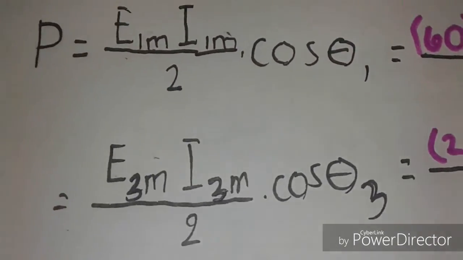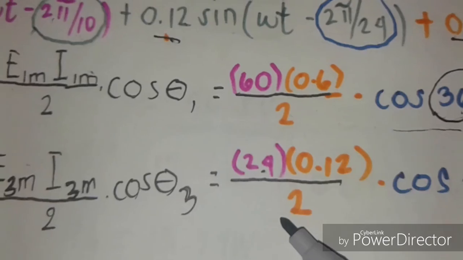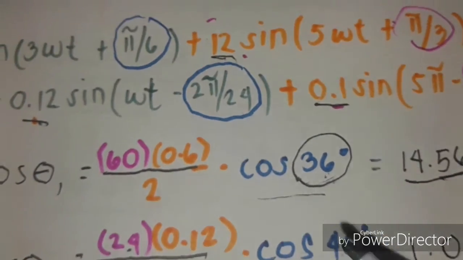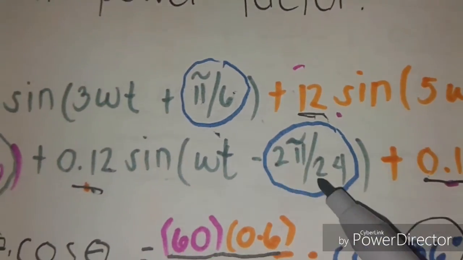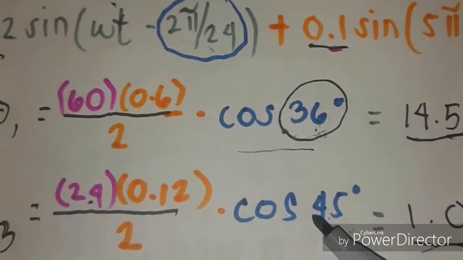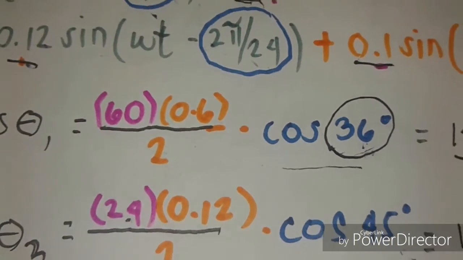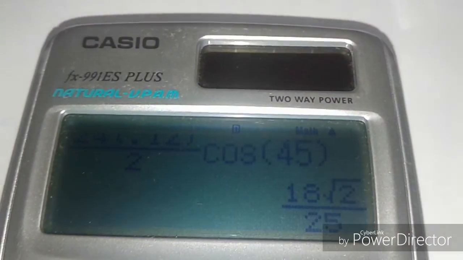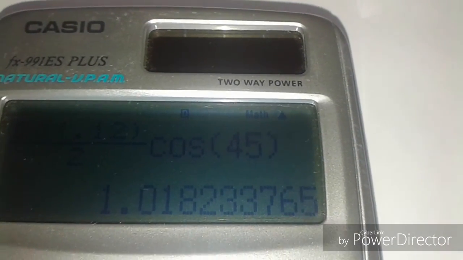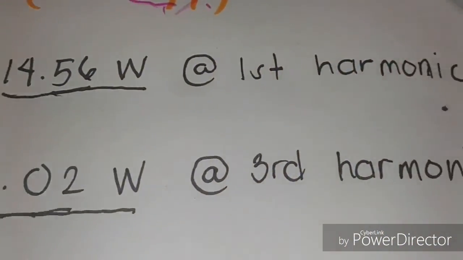Next, on the third one, same procedure, multiply voltage to the current over 2 cosine 45. After evaluating pi over 6 and 2 pi over 24 and adding both of them, we get 45. So solving for this one, we get 1.02 watts at the third harmonic.